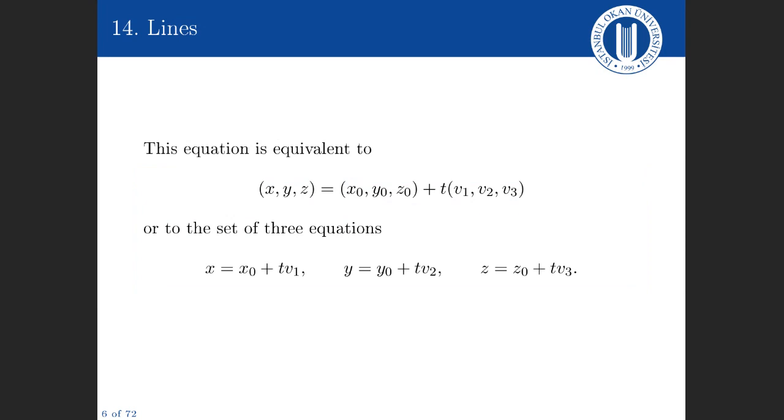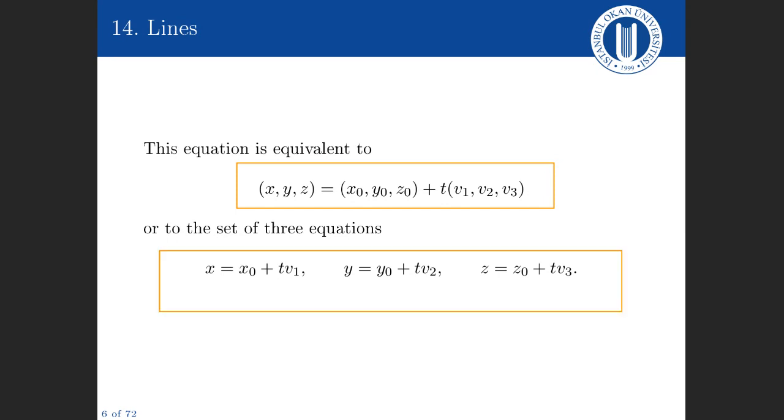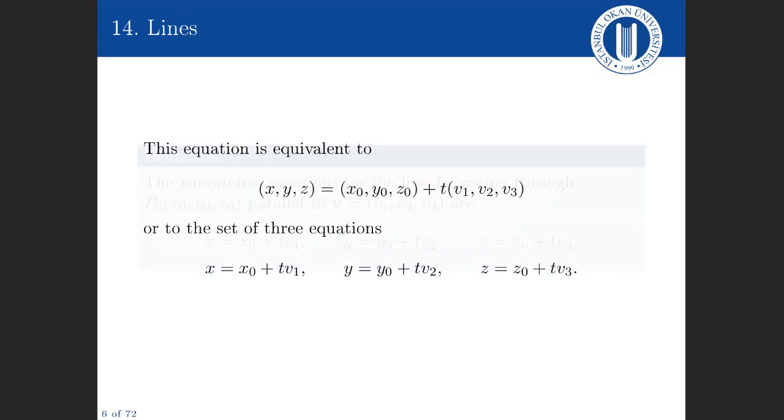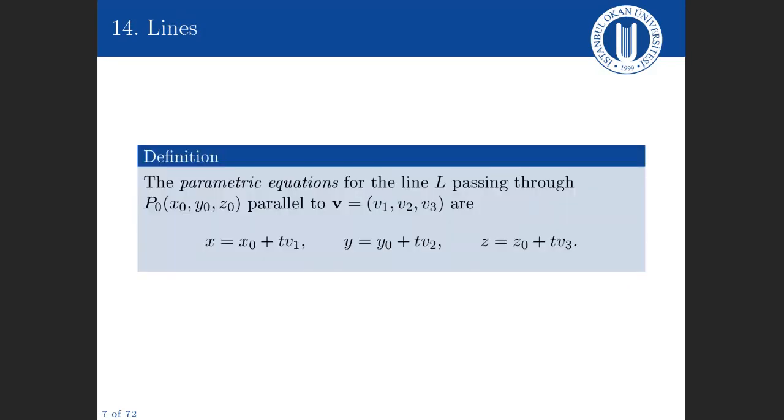Equivalently, we could say that the coordinates of the point P must satisfy x, y, z is x0, y0, z0, plus t times v1, v2, v3 for some number t. Or we could break this into three different equations. The x equation, x is equal to x0 plus t v1. The y equation, y is equal to y0 plus t v2. And a z equation, z is equal to z0 plus t v3. These are called the parametric equations for the line L, which passes through the point P0 and is parallel to the vector V.